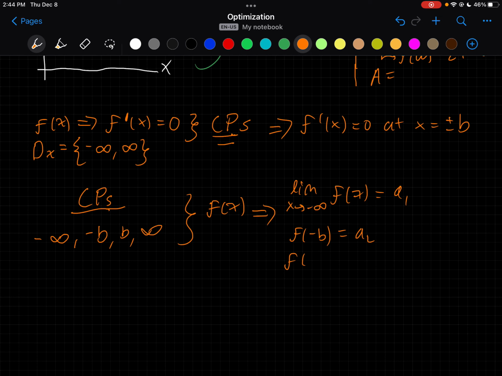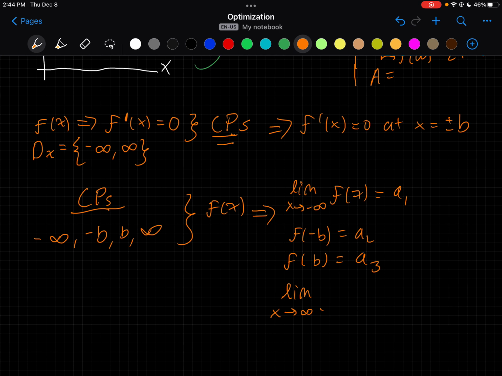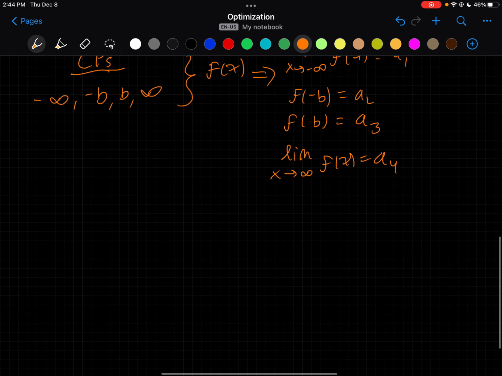You could do this for all the critical points. a3. And actually we do have to take the limit for infinity. And in this domain we would have to observe the end behavior, which is with these limits. Let's say it gives a4. Well, we would have to compare a1, a2, a3, and a4.